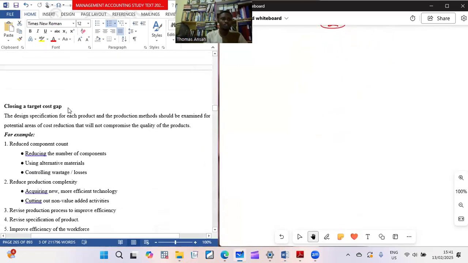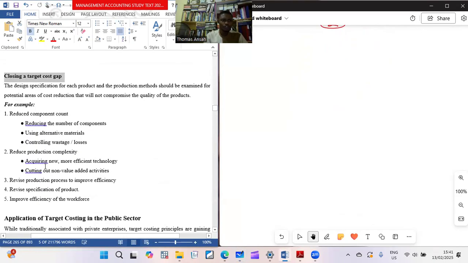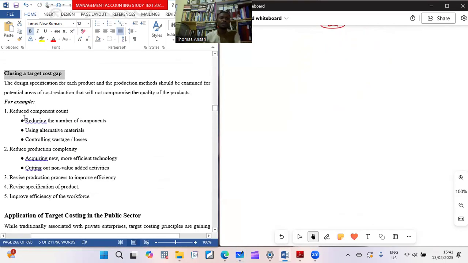So it will make you do controlling and also monitor the things that are in your office. So how do you close the cost gap? These are some of the ways you can close the cost gap. You can reduce the number of the costs, how much you spend on certain things. You can also ask for discounts, reduce production complexities, improve efficiency in your workforce and that.